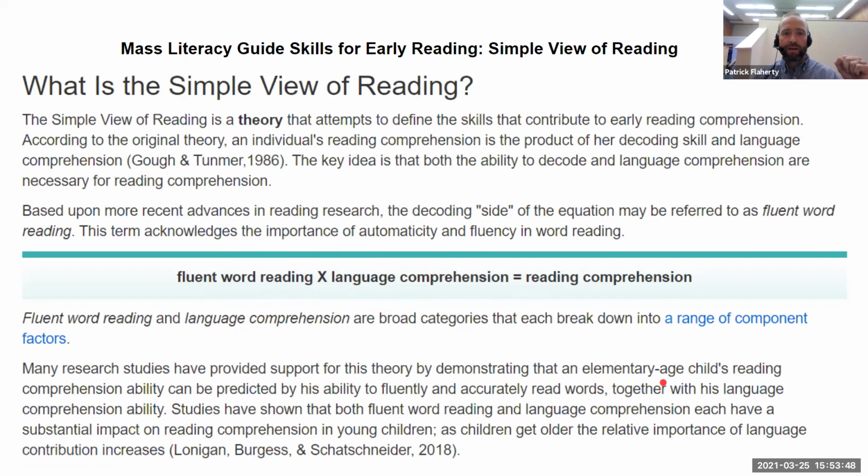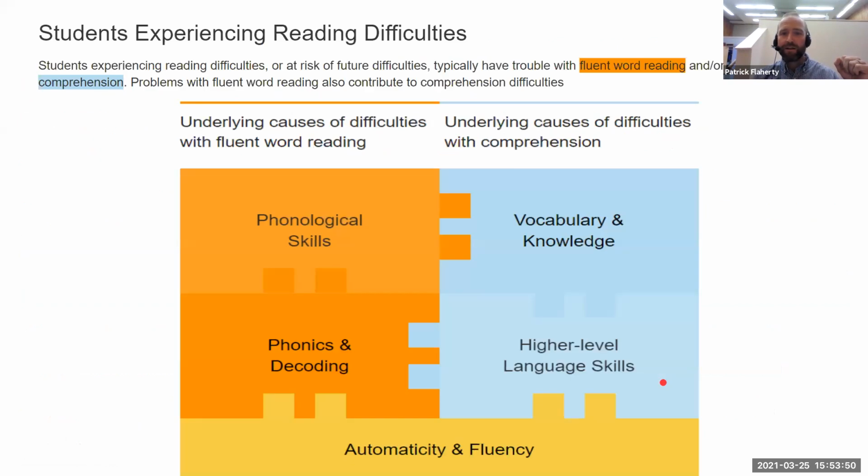Okay, I'm going to move on because I don't want to just read every slide. And this is back to the landing page. And again, as Donna mentioned, I'm going to focus today on phonological skills, phonics and decoding, and how that can lead to automaticity and fluency. And then, of course, that does flow into higher level skills, but that's really not where I'm going to go so much today.